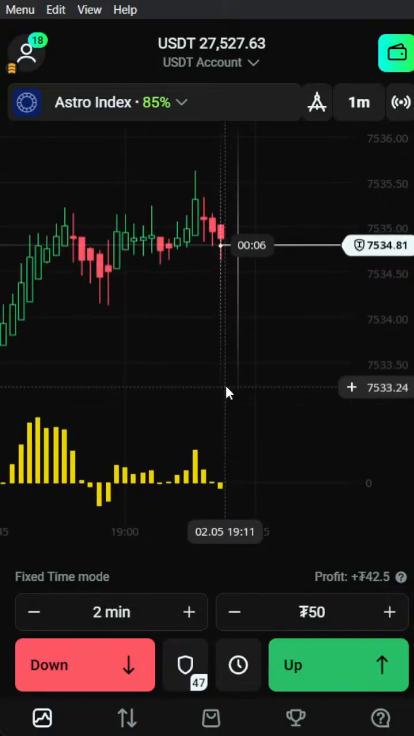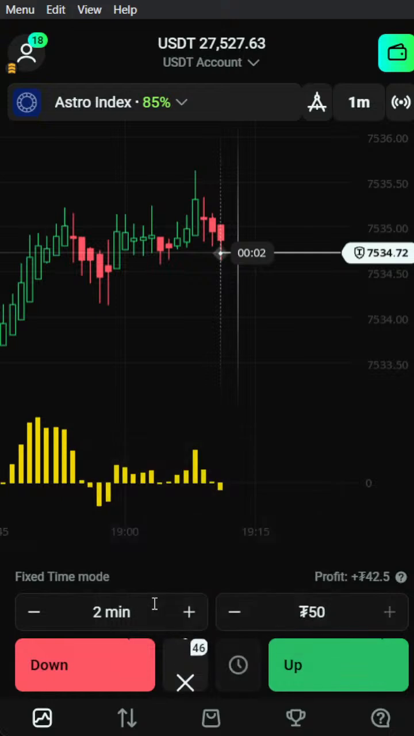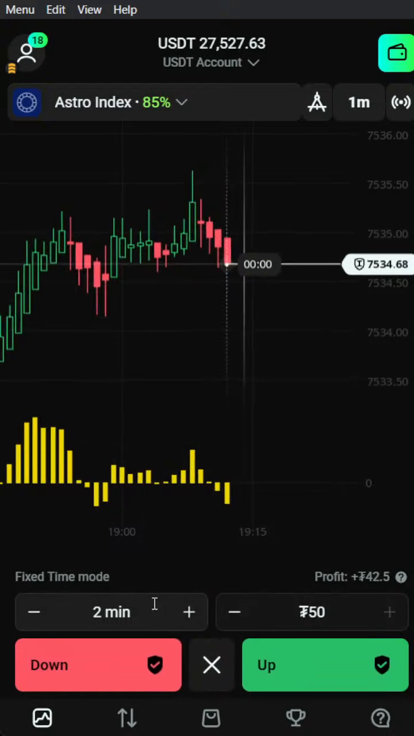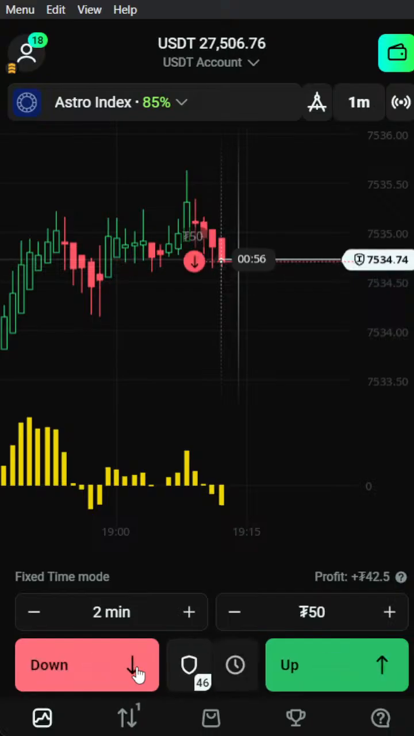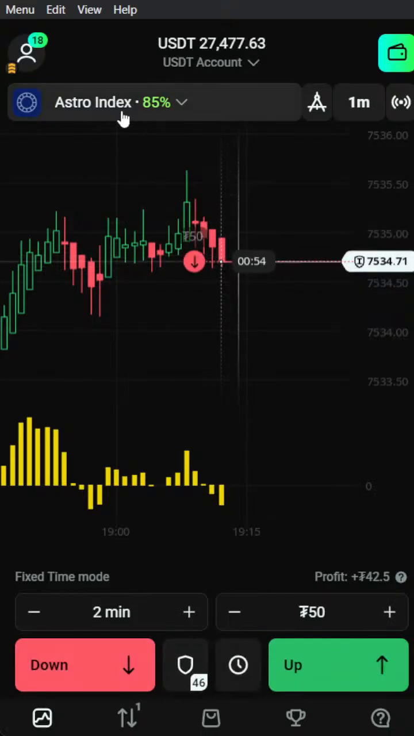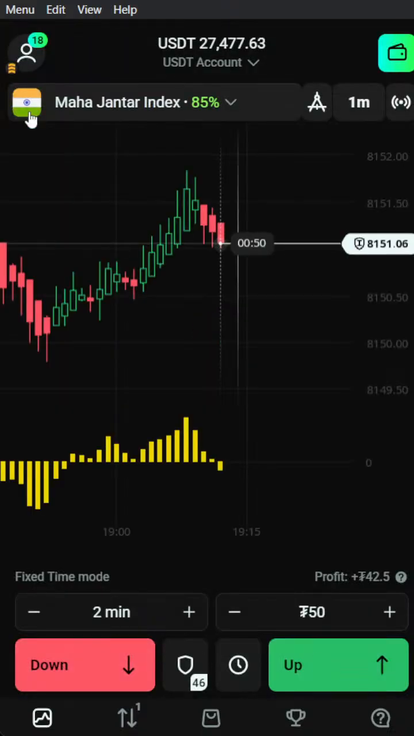Okay, I see something coming up in Astro, and here also I will be using a risk free, because anything can happen, right? Astro, let's make a trade, but I know this is going to fluctuate. Just hope for the stable.